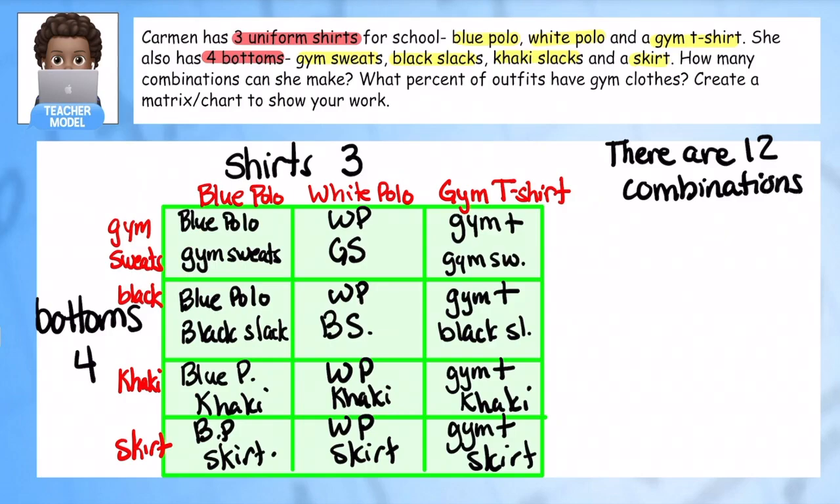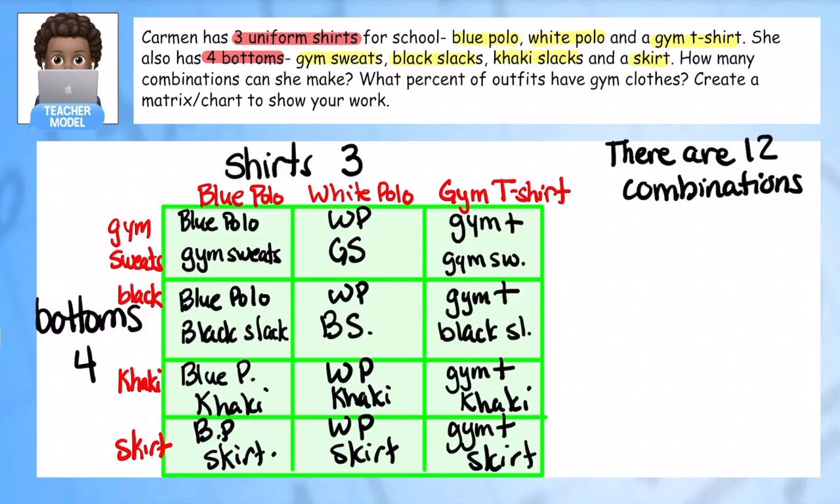So think about what operation you notice, marbles. For 3 shirts and 4 bottoms, I get 12 combinations. So what operation can you think of that would make 12? You probably are saying multiplication, multiplication. And that's going to be key in the next lesson coming up.